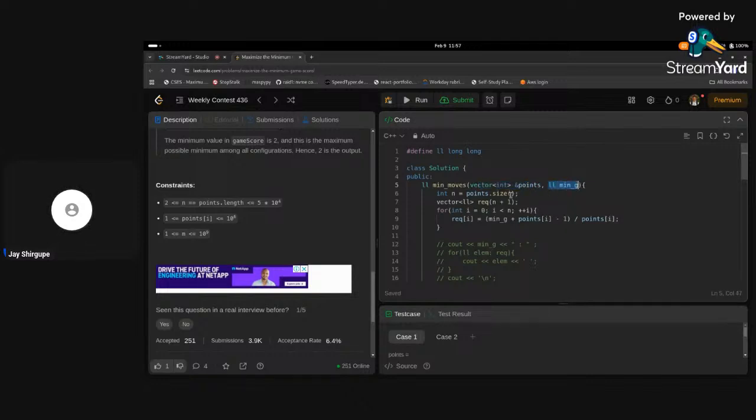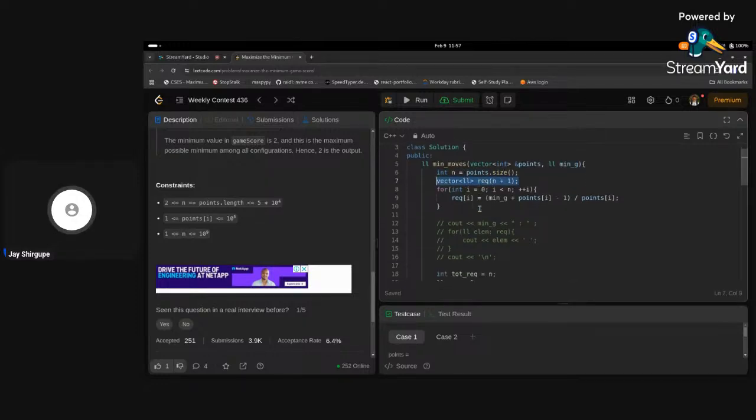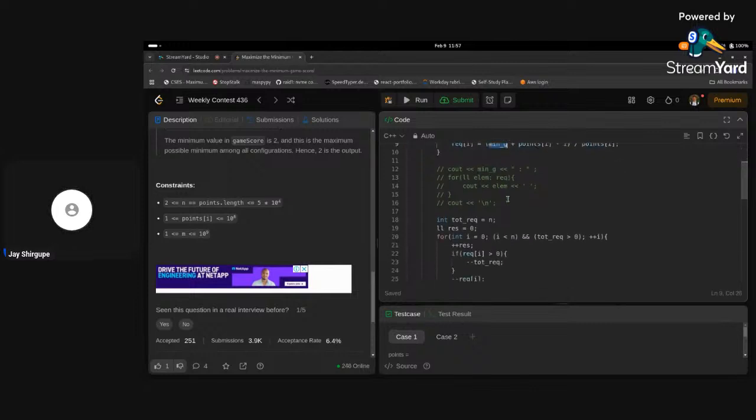You take your points array, take its size, and then we try to calculate the minimum number of times that you have to visit each index to ensure that its value is at least this much. Iterate over all the indices and take the upper bound of this thing divided by points of I. In each visit, we are adding points of I to the game score of I, and by taking the upper bound, we basically see the minimum number of times we have to add points of I to this index so that we get at least this much.